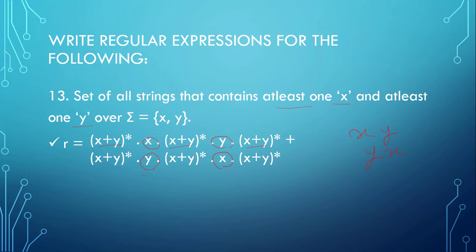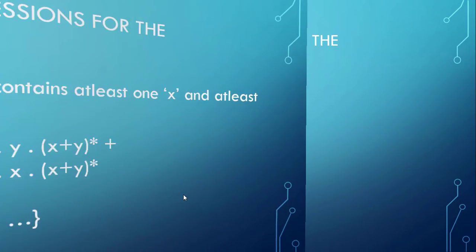So that is why we have two parts in our regular expression, one with the sequence having X and Y and another sequence having Y and X. So let us see the L of R that will get generated using the regular expression. It is XY, YX, XXY, XYX and so on. Let's see the next question.